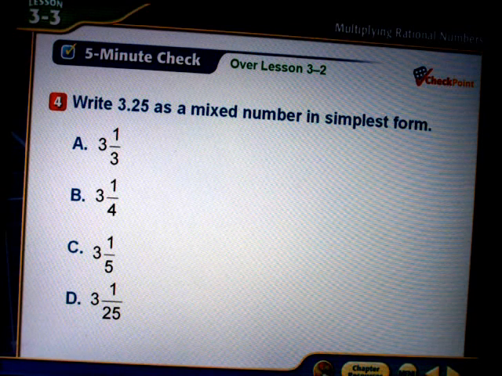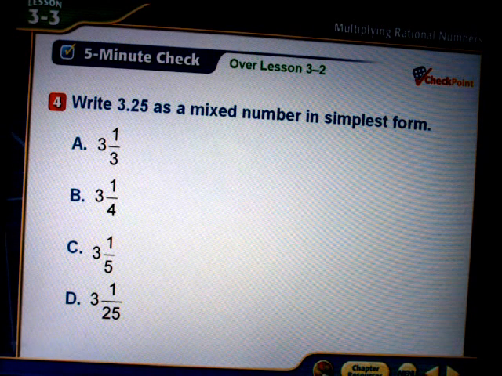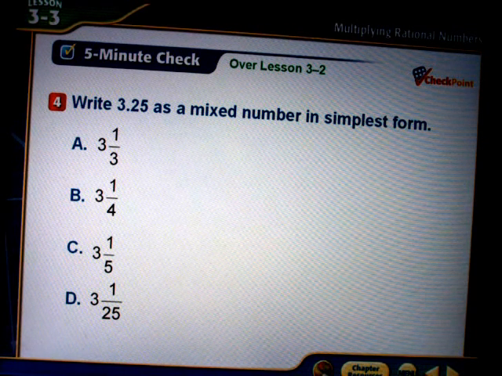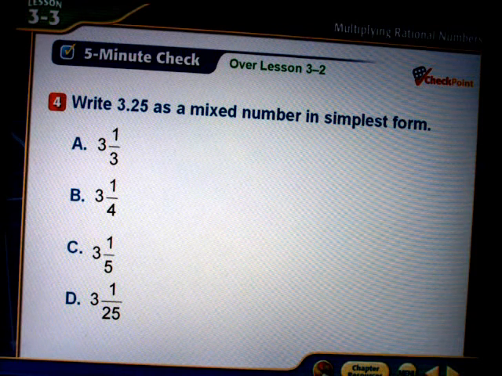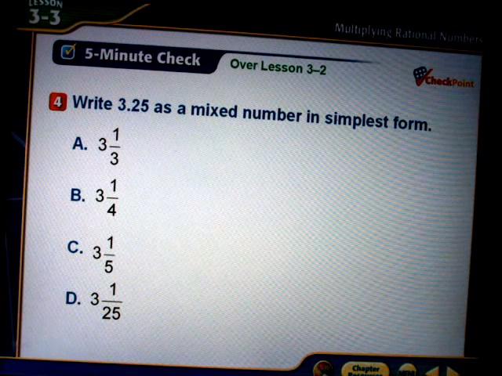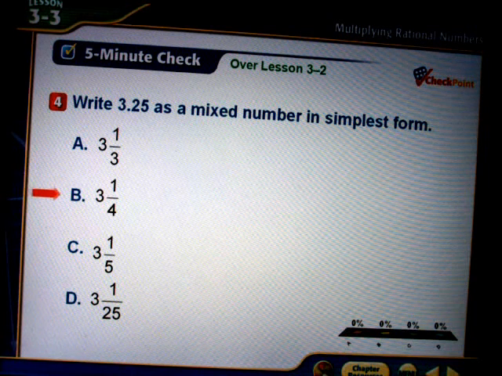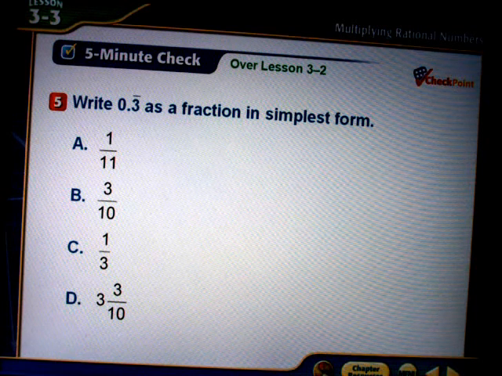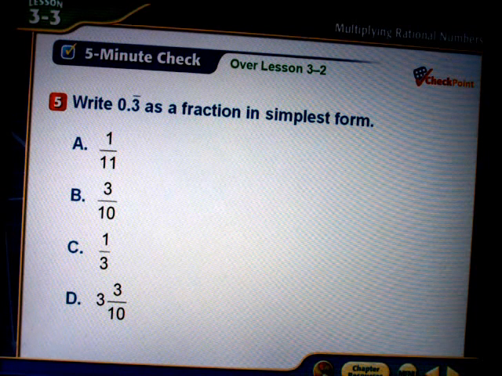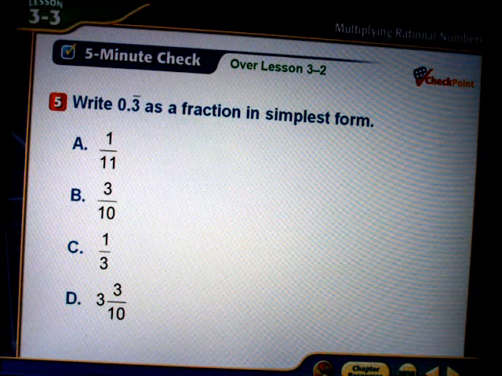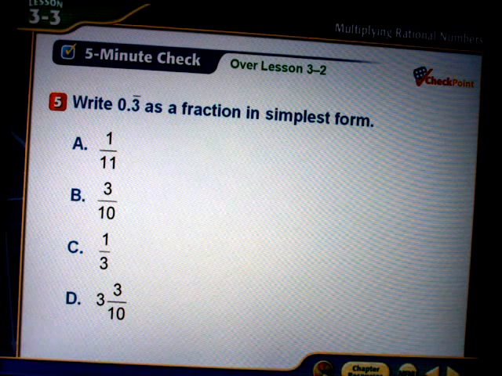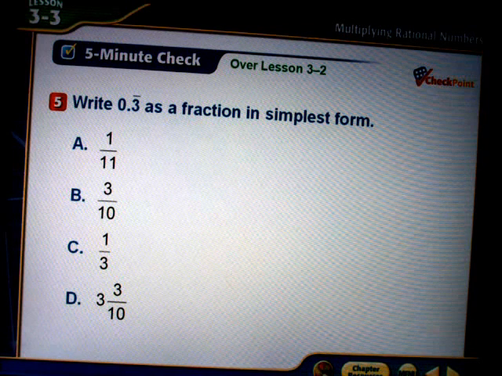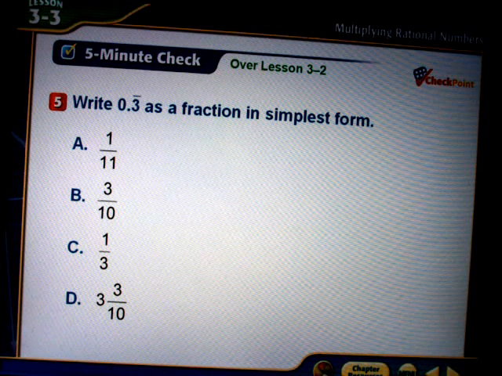Write 3 and 25/100 as a mixed number in simplest form. Is the answer A, 1 1/3, B, 3 1/4, C, 3 1/5, or D, 3 1/25? And the answer is? Write 3/10 repeating as a fraction in simplest form. Is the answer A, 1/11, B, 3/10, C, 1/3, or D, 3 3/10? And your answer is?